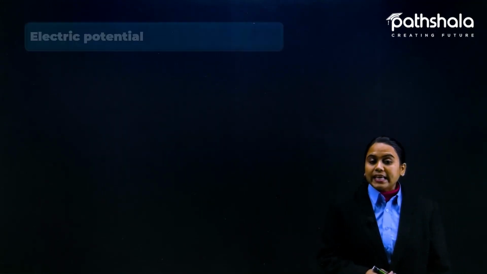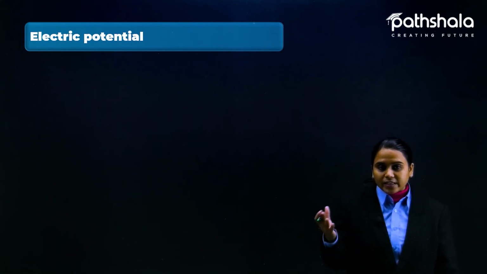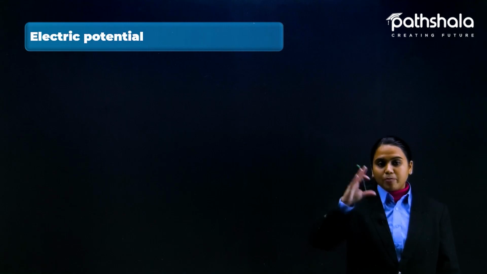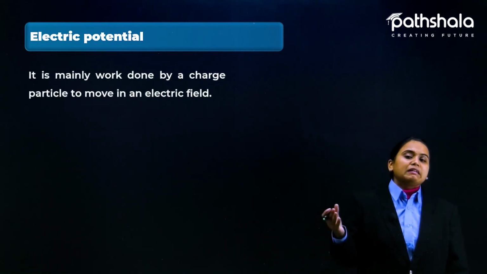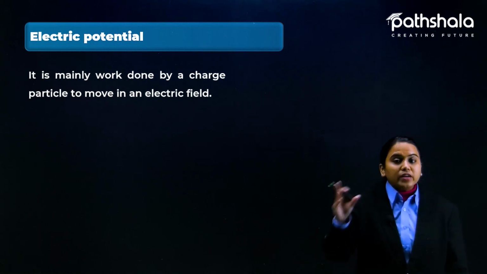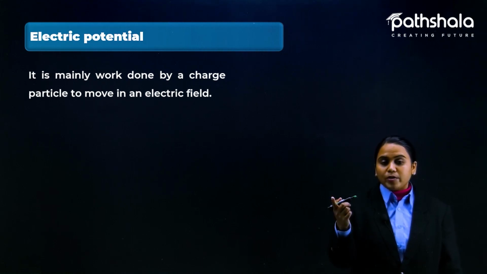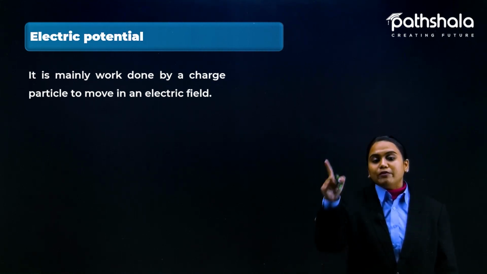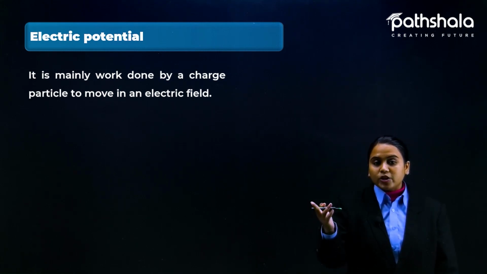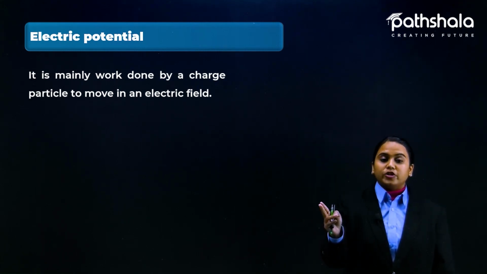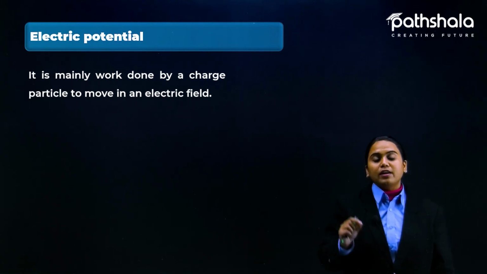So here we can say that, according to the previous diagram, we can elaborate the definition in a different way also. Electric potential is mainly the work done by a charged particle to move in an electric field. Yes, I have elaborated with the example of point P1 and point P2, right? So P1 gives you a different potential and P2 gives you a different potential. So moving a charged particle in an electric field gives you different values for potential.